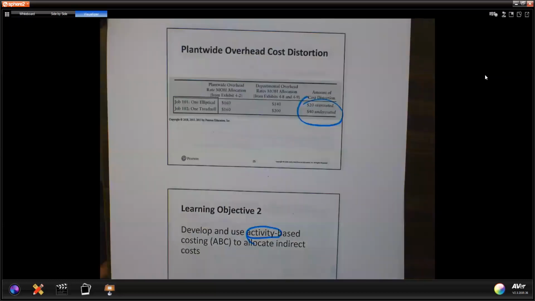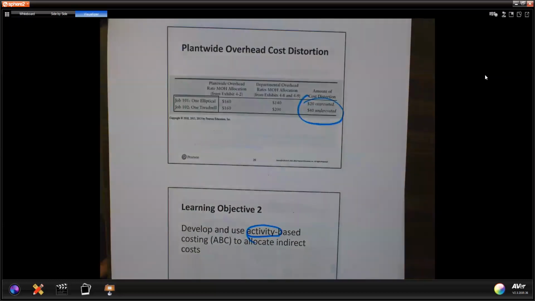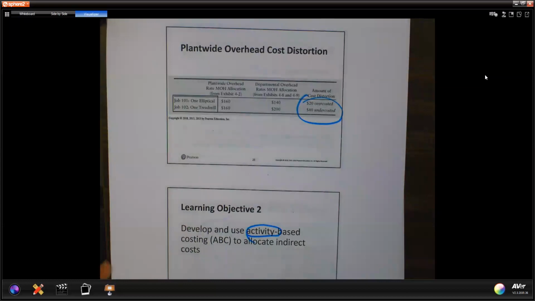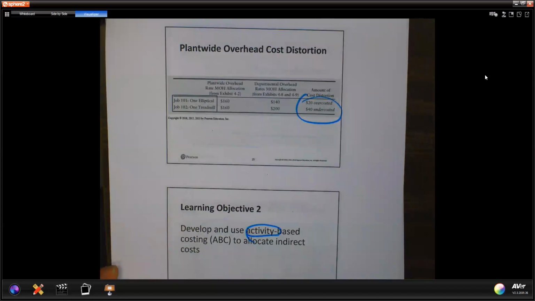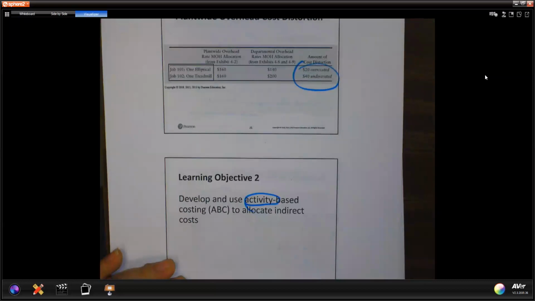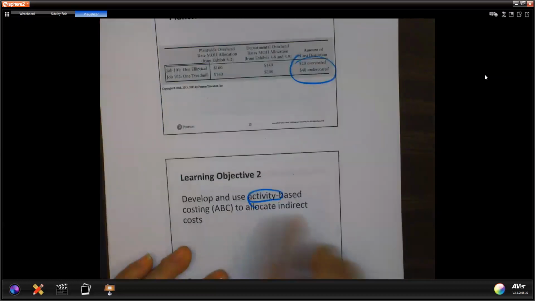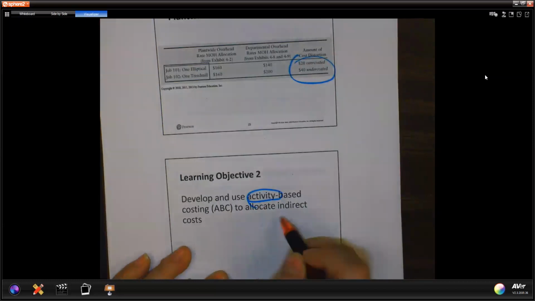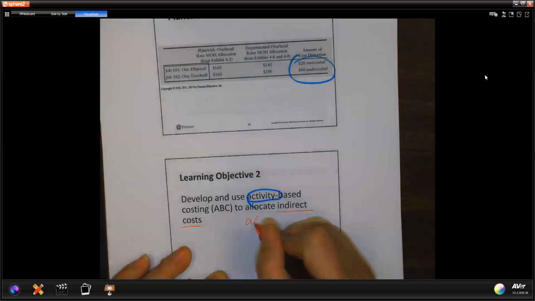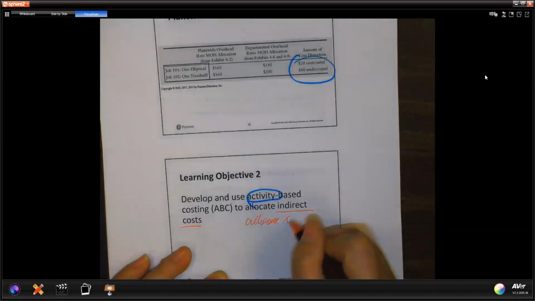But then that's not the end. We want to be more accurate. Instead of using departments, maybe we should think about each different level of activity. So we have what's called ABC costing. From chapter 4, you should at least know there is a keyword called ABC costing, the activity-based costing method. We still want to allocate our indirect cost, which means we allocate our manufacturing overhead.